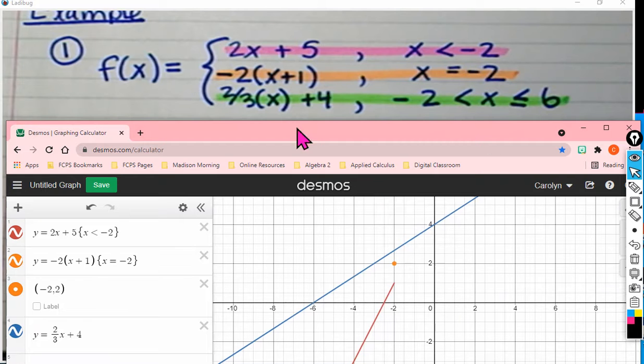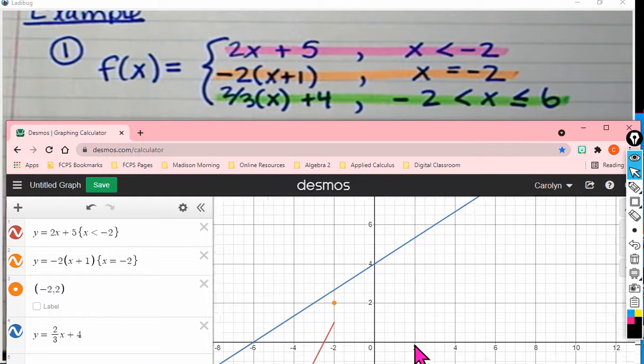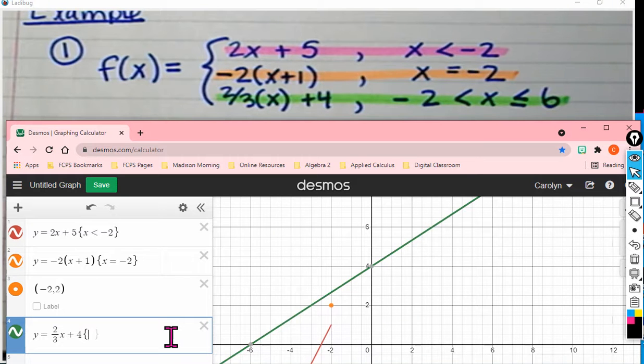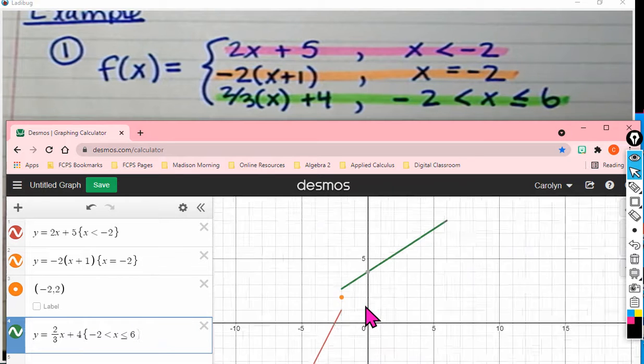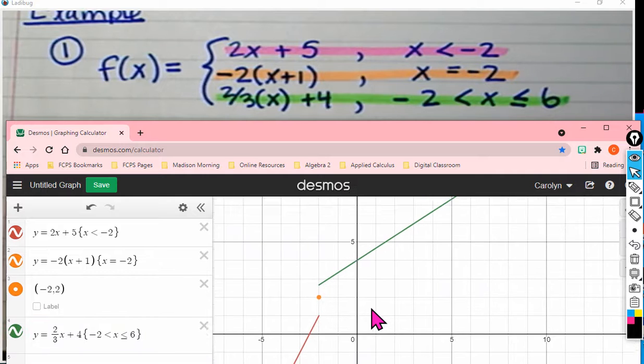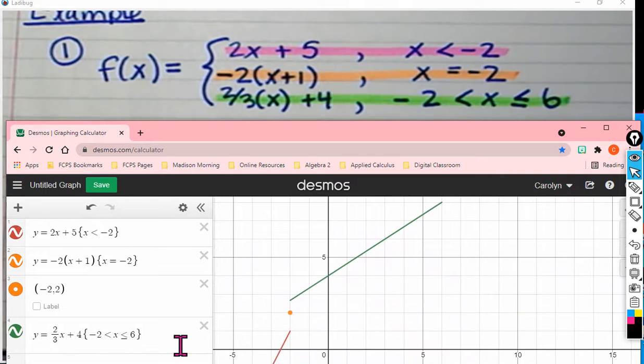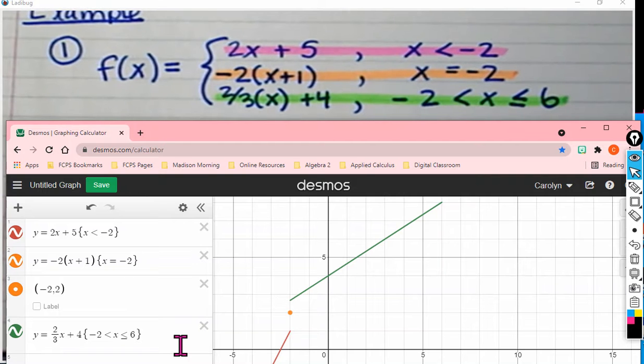There's the whole line, but I need to fix the domain. Okay, I'm going to make it green. And I'm going to change the domain to -2 less than x less than or equal to 6. Okay, I'm going to zoom out just a bit. There it is. So now we can see. That is the piecewise graph.